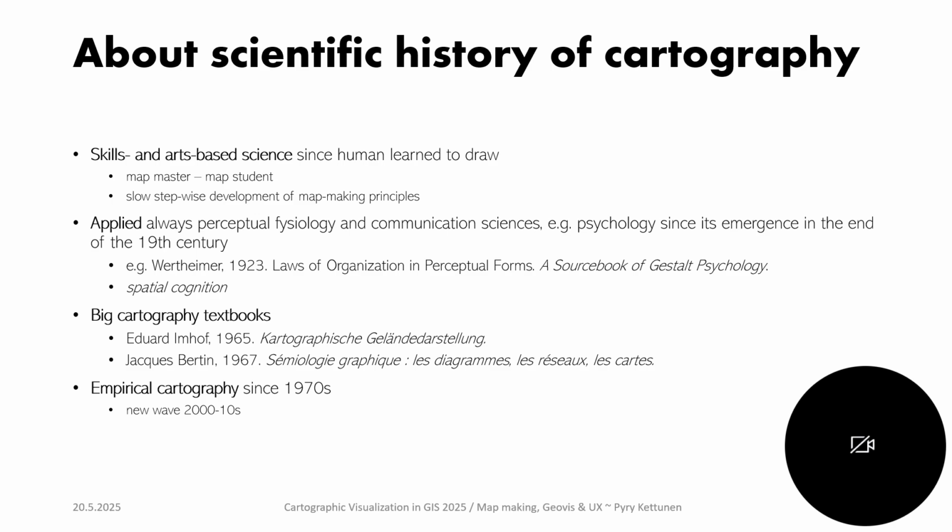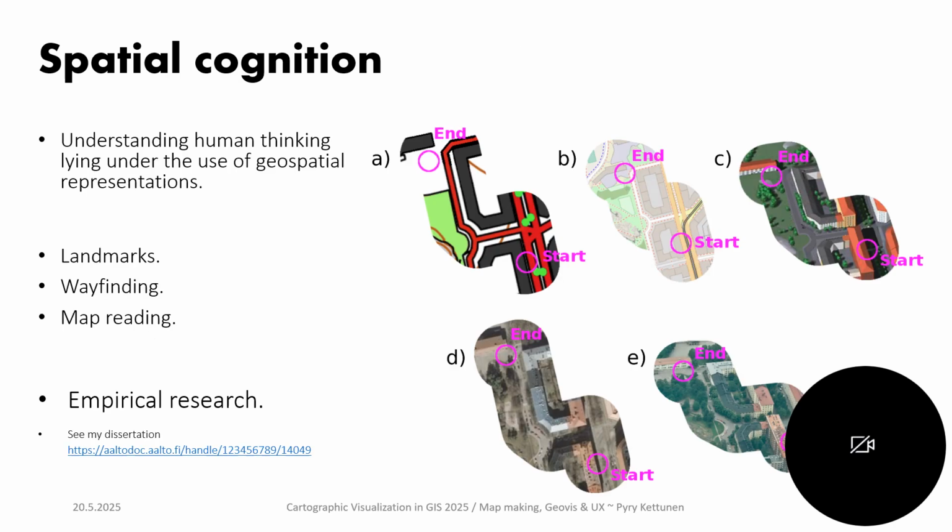But then since the 70s there was this emergence of empirical cartography, when people really began to study how maps are read and apply scientific methods from the study of users, as human studies in that sense. And then some kind of new way actually emerged in the 2010s, still continuing to some amount, around spatial cognition essentially, but other techniques as well that I'll tell more about in a while.